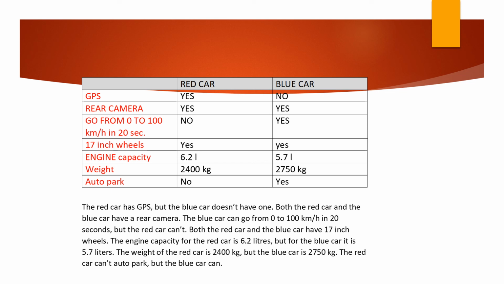Let's look at sentence number 2. Both cars have a rear camera, yes and yes. So we use the word both. Both means كلا in Arabic. The red car and the blue car have a rear camera. So when you write something like this, you use both if there's something common between the two things you're comparing, or you use but when they are different.